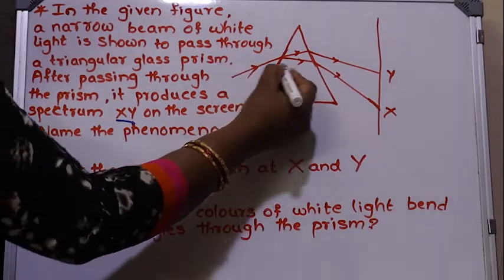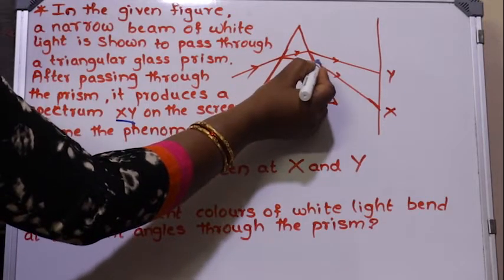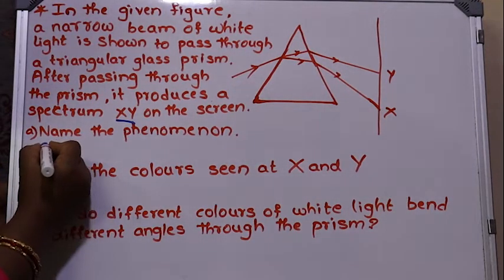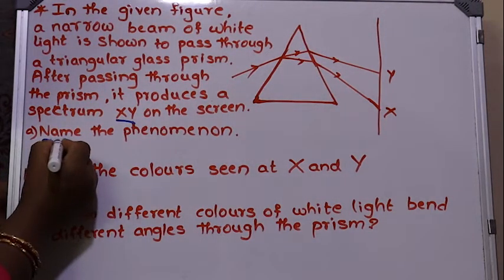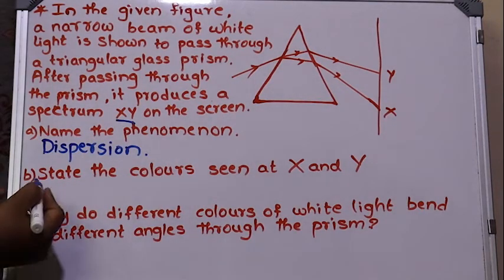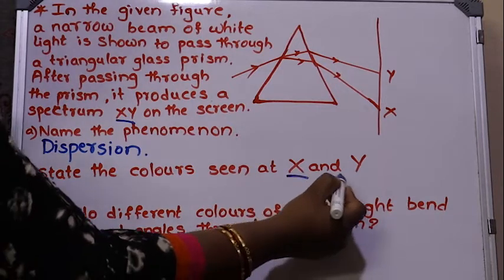The phenomenon here is the splitting of white light when it is passed through the prism into different colors. This phenomenon is known as dispersion. So, the answer is dispersion. Second question is, state the colors seen at X and Y.